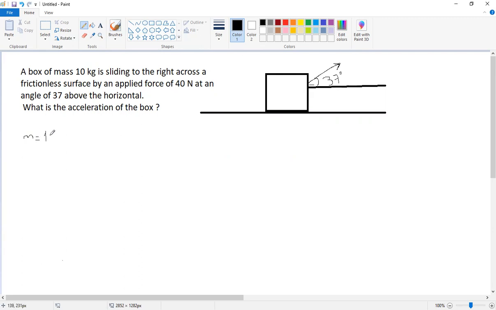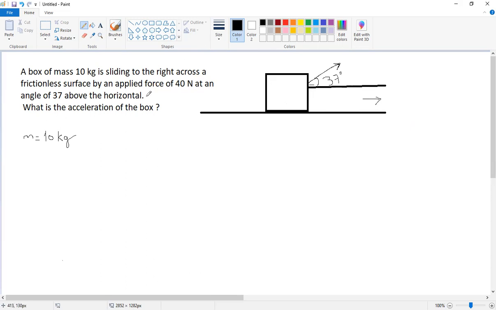Mass 10 kilograms, sliding to the right across a frictionless surface. Sliding to the right means this box is moving to the right in this direction, along the horizontal axis, by an applied force. This applied force has a magnitude of 40 Newton at an angle of 37 degrees above the horizontal.